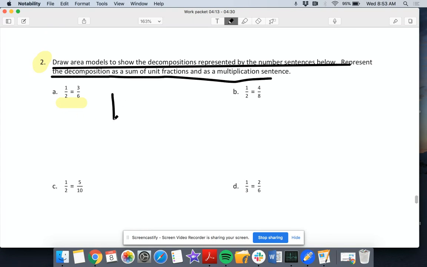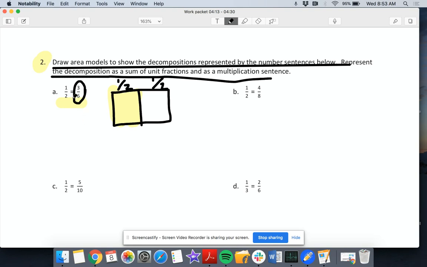So first off, I'm going to begin with 1/2. So here's my figure. It represents 1. If I divide that into 2, my unit fraction now is 1 over 2, or 1/2. And only one region is shaded. And now, instead of drawing vertical lines, I'm drawing horizontal lines. And I know that my unit fraction needs to be 1/6.